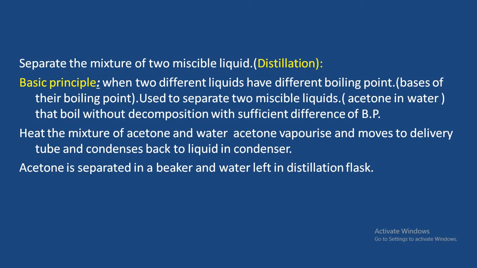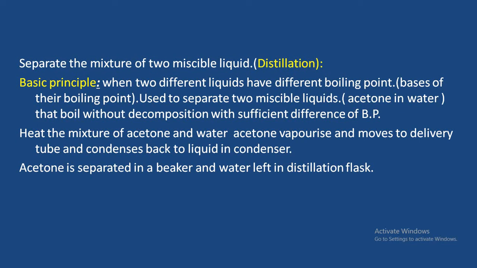And then when this vapor of acetone passes through the delivery tube, after the delivery tube it passes to the condenser. The condenser is the instrument used to condense the liquid, which means it reduces the temperature and changes the vapor or gaseous state into liquid.